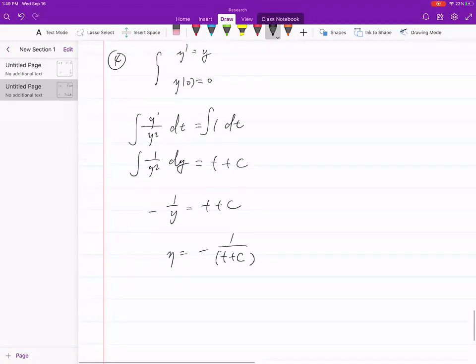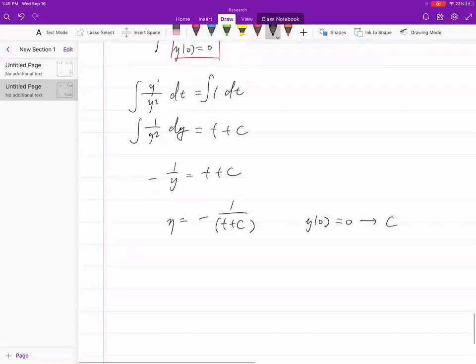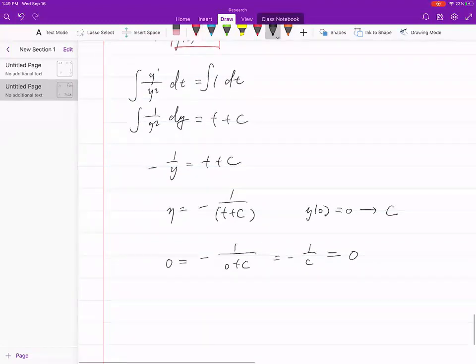But now we do have an initial value problem. So we have to do one more thing to figure out what c is. Then 0 is negative 1 over 0 plus c, which is negative 1 over c equals 0. Do you see the problem? For what c is this going to be 0? Nothing. No such c.